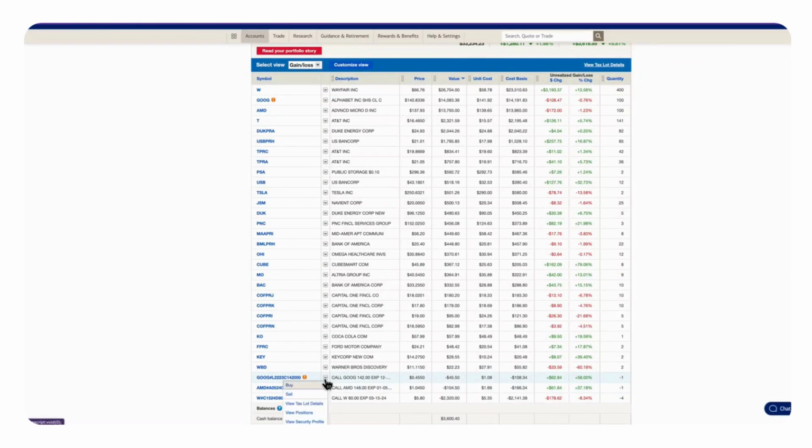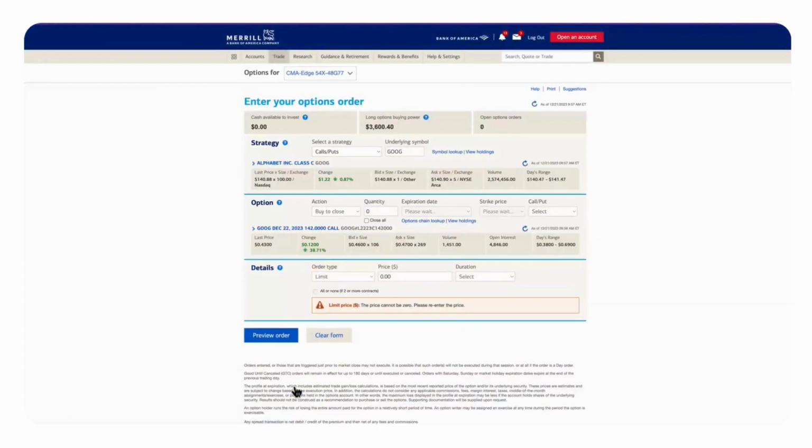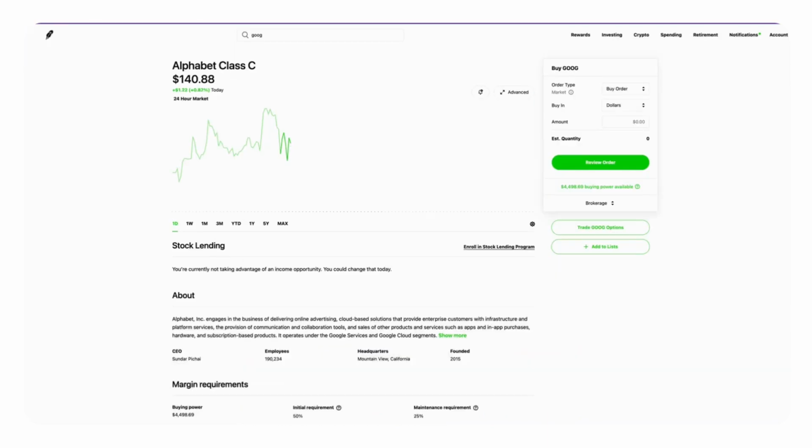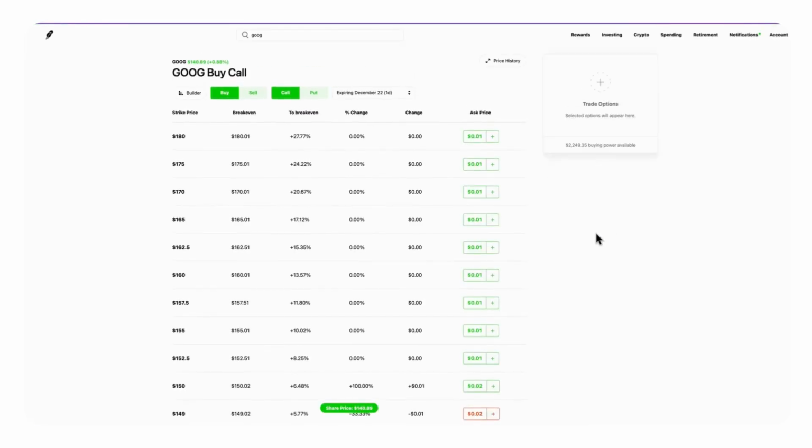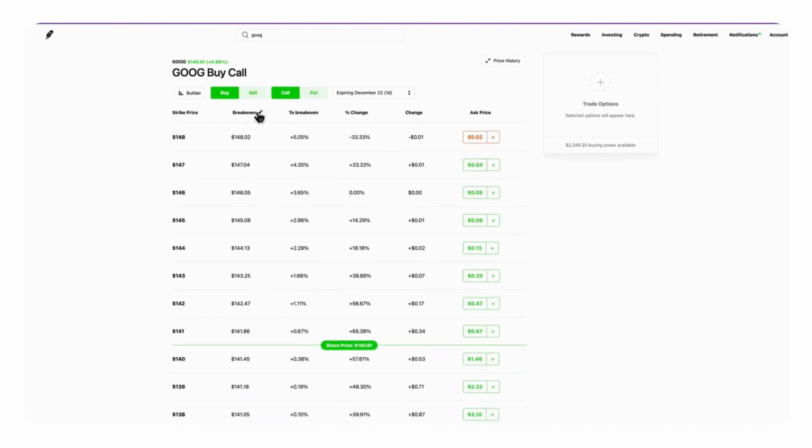So in this situation, we're going to go ahead and click on this little arrow button. We're going to click this buy. And again, guys, right now I'm showing you this on Merrill, which is one of the Bank of America platforms. I typically will switch back over to Robinhood just so I can see the options bid and ask. So again, we're going to go to the sell. We're going to go to call for December 22nd, which is 1 day.